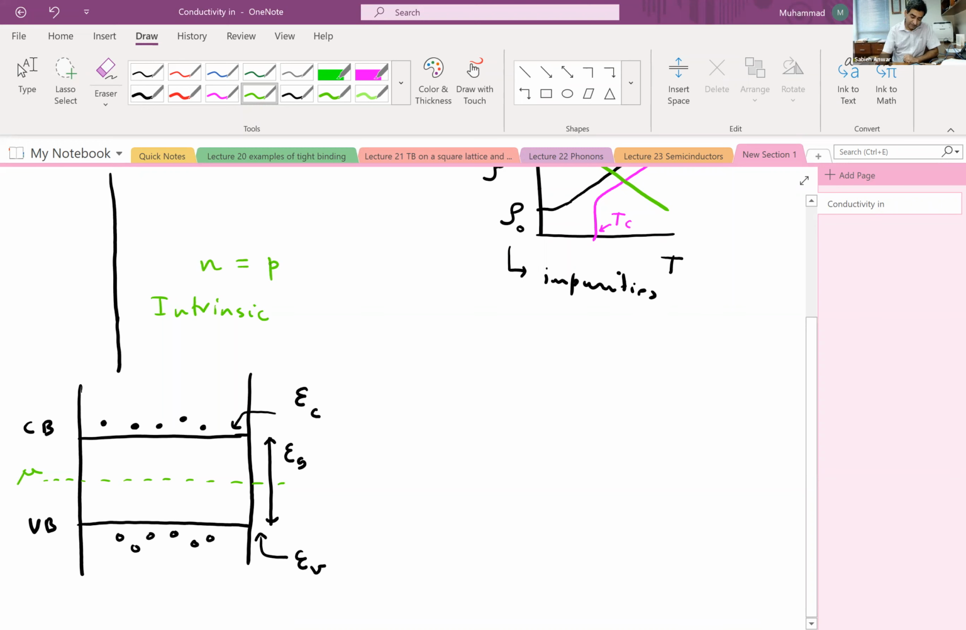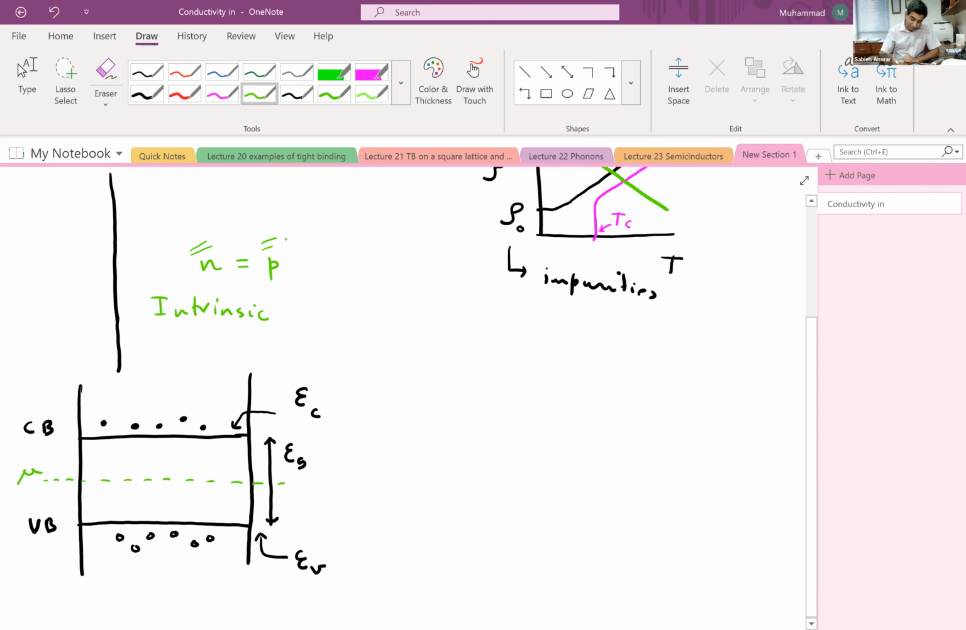So for an intrinsic semiconductor, the number densities are n and p for electrons and holes, and n equals p. And this is how I define an intrinsic semiconductor. There's no dopant. And intuitively, the chemical potential lies right in the middle of the band gap. Okay, and I'm going to prove this later. All right, so now I would like to find out n, and I would like to find out p from statistical mechanics.